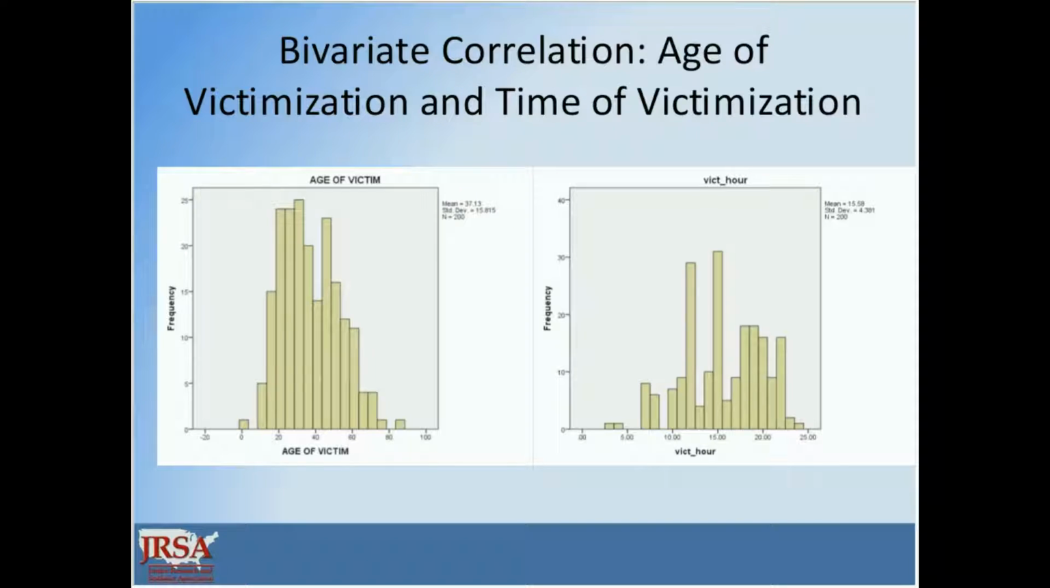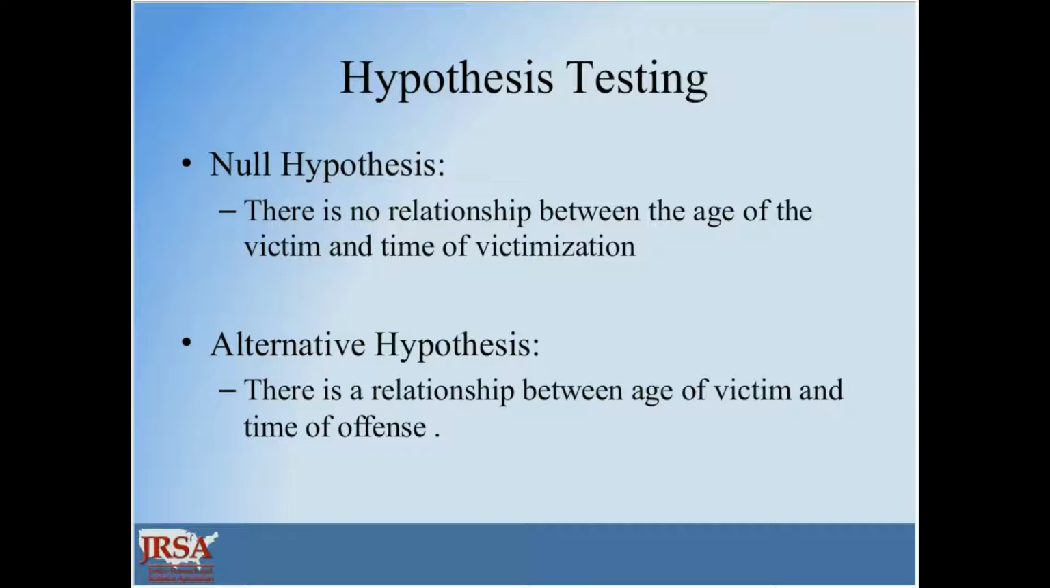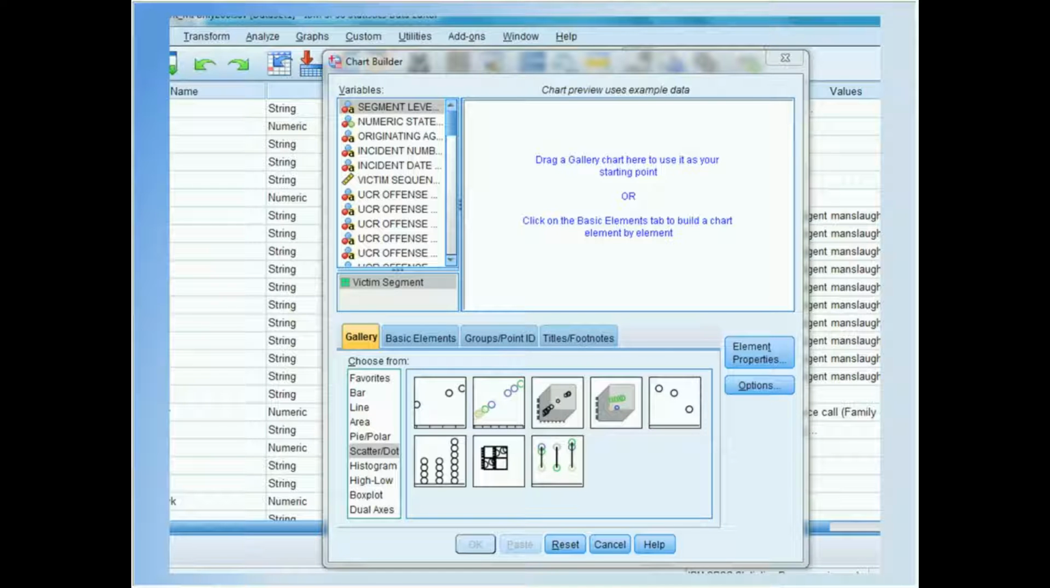But the next slide shows hypothesis testing again. So the null hypothesis: no relationship between age of victim and time of victimization. The alternative hypothesis is that there is a relationship between age of victim and time of offense. And so what I did, just again as a reference, is I used military time, so 0 to 24.